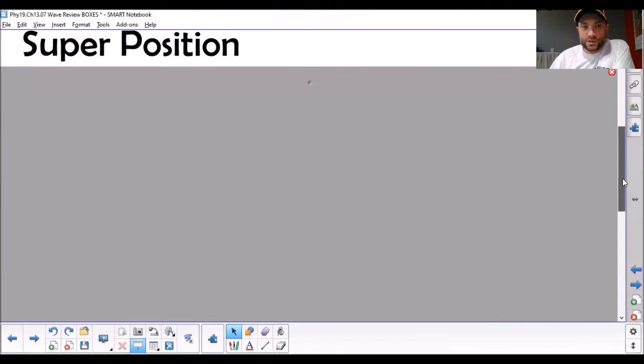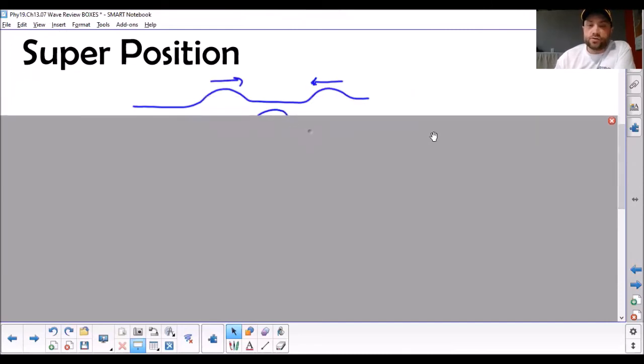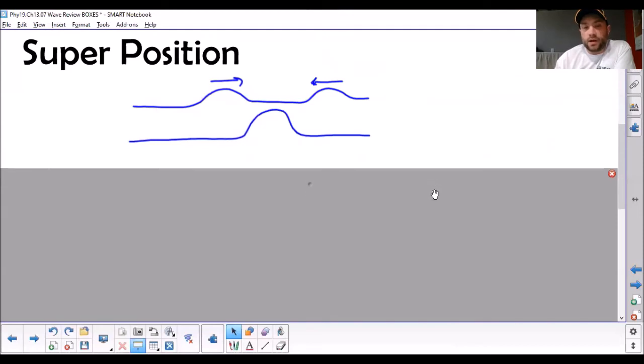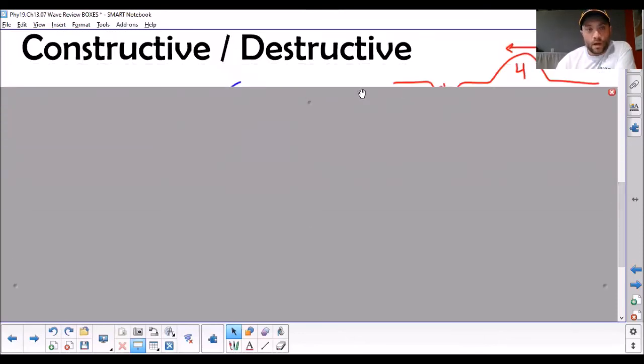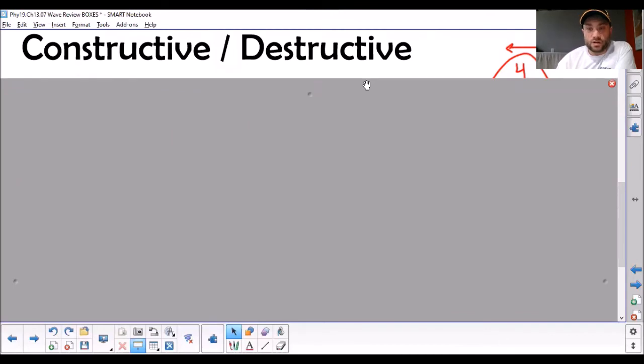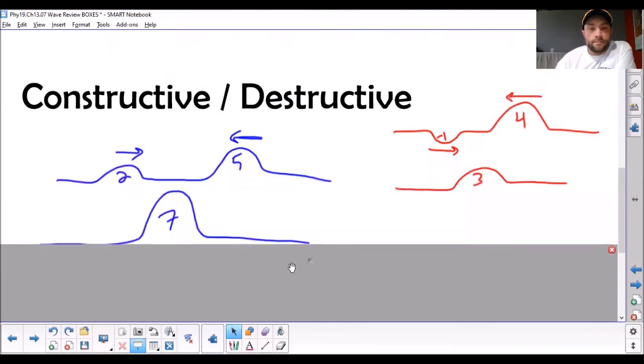Then we talked about superposition. It is not the location of Superman's secret base or Superman's current location. Superposition is when you have 2 waves that come toward each other and make a bigger wave and then go on their separate ways. And we had 2 types. Remember, there are 2 types. Do you remember the 2 types of superposition waves? We have constructive and destructive waves.